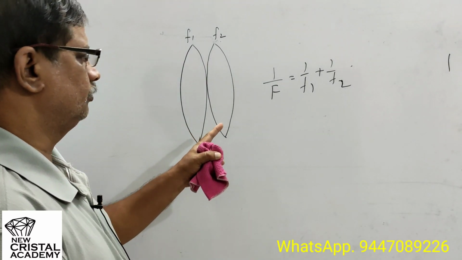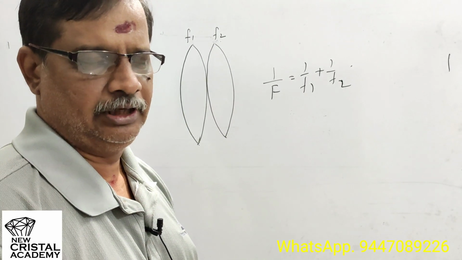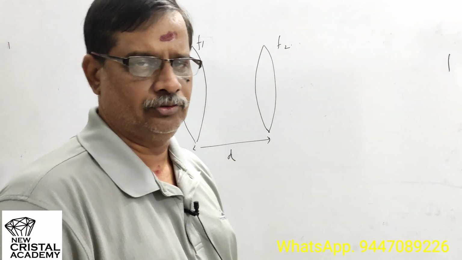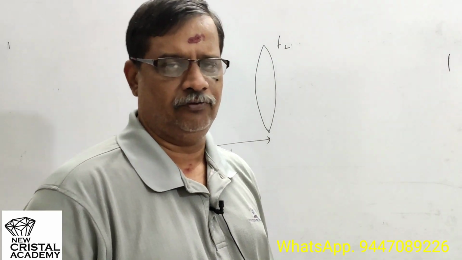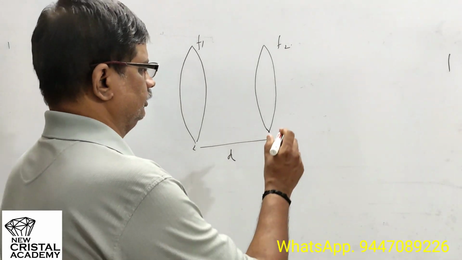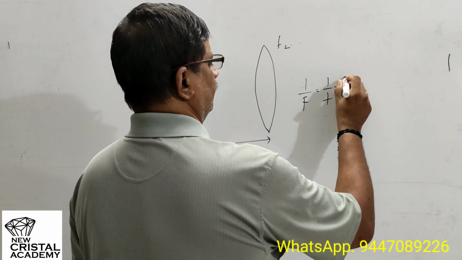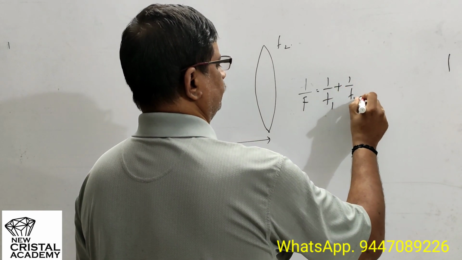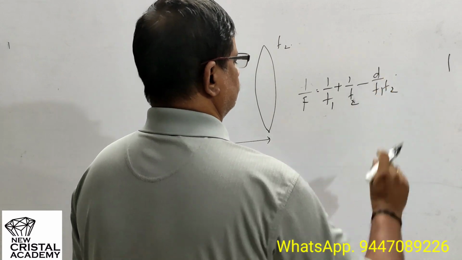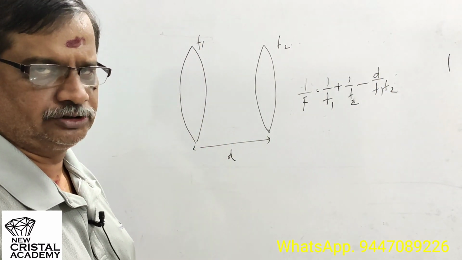So this is how, using this formula, we can calculate the effective focal length when the lenses are kept in contact. Now let us see how to calculate the effective focal length of two lenses which are separated by a small distance d. Here the formula for the effective focal length is 1/f = 1/f1 + 1/f2 - d/(f1 f2). So this is the formula when the two lenses are separated by a small distance d.